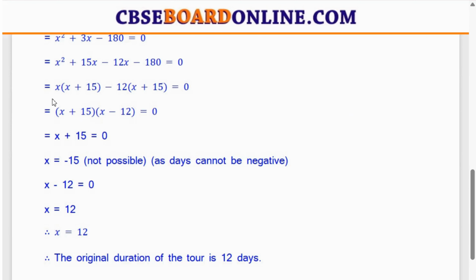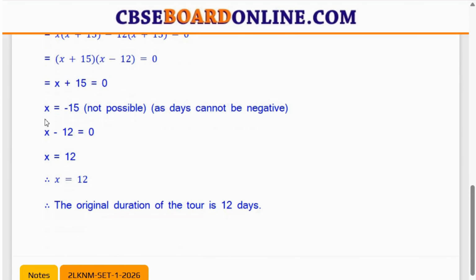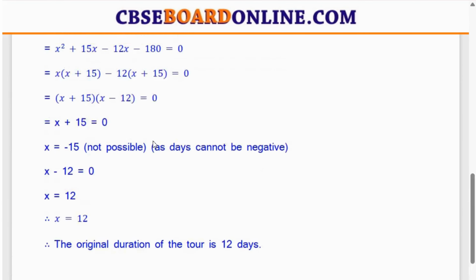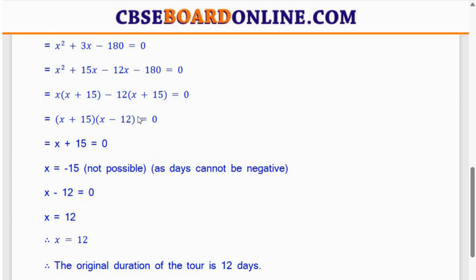Now if you solve the first bracket, x plus 15 is equal to 0, so the value of x is equal to minus 15, right? Because this is a positive sign, as soon as it goes to the other side, automatically it will get the negative sign. But our days cannot be negative, so this answer is wrong. Now we have to solve the other bracket.